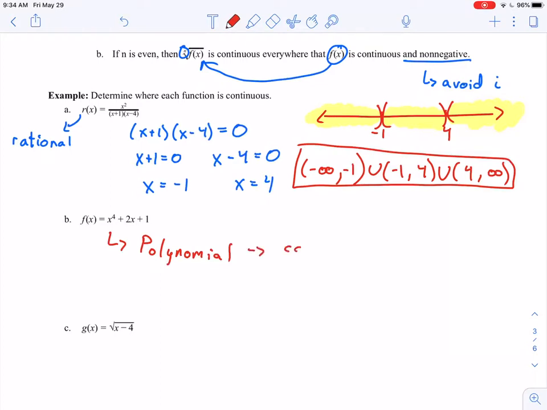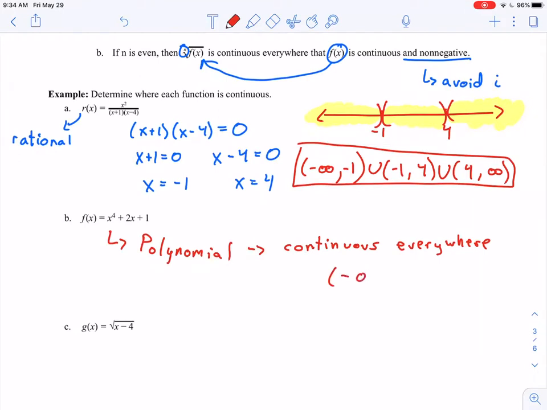So sure, you could say continuous everywhere if you really wanted to. But the way we would do that using interval notation is we would say it's continuous on -infinity to +infinity. So for all real numbers, it's continuous.